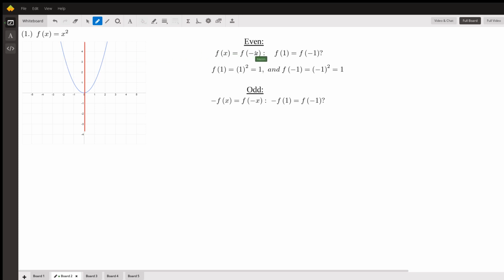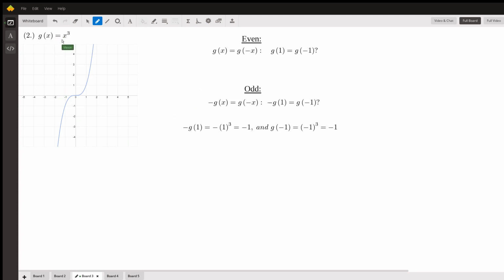And to prove this, we can look at our equation here, which states that f of x has to be equal to f of negative x. So for this question, we can ask, is f of 1 equal to f of negative 1? F of 1 in this case is equal to 1 squared, which is equal to 1. And f of negative 1 is equal to negative 1 squared, which is equal to 1. And you can see at 1, we're equal to 1. And at negative 1, we're equal to 1. So this would be an even function.